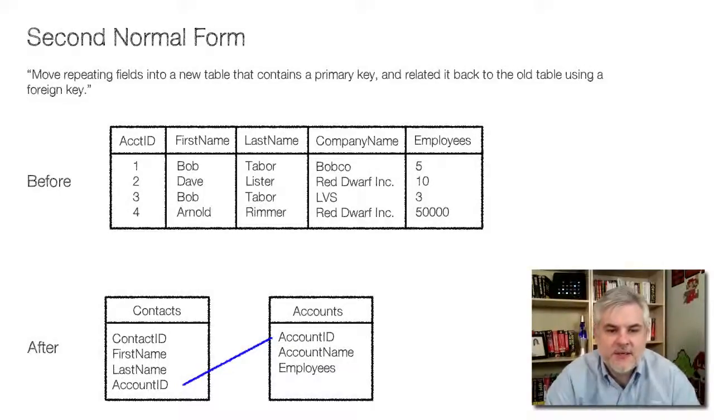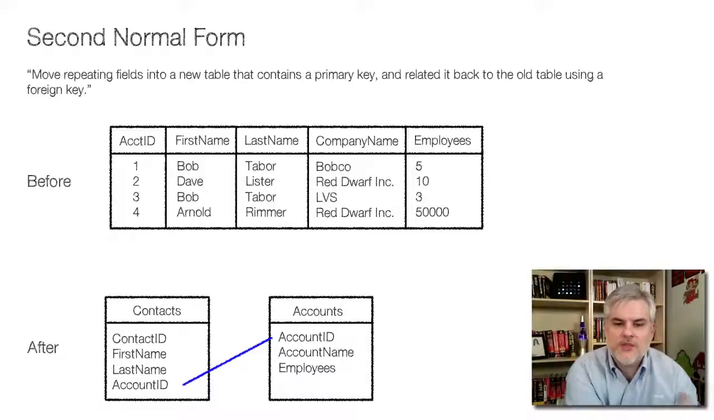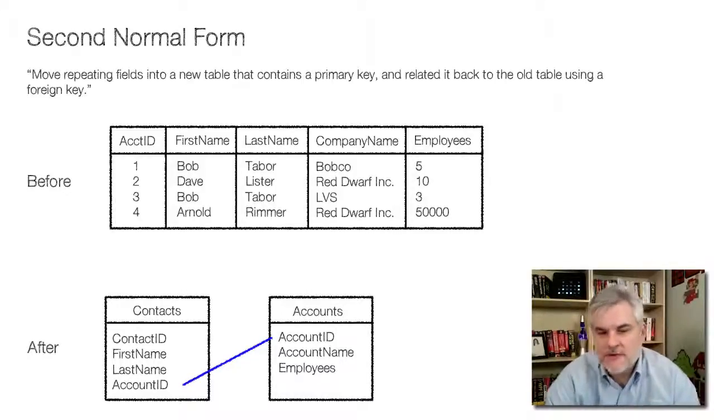All right, so moving on to the second normal form, the guidance reads like this. Move repeating fields into a new table that contains a primary key and relate it back to the old table using a foreign key. We see that there are 2 situations in the before that we're trying to resolve. First of all, Bob Tabor belongs to 2 different companies. Maybe he has changed companies over time. And then there's records 2 and 4 that have 2 different contacts for the Red Dwarf Incorporated organization.